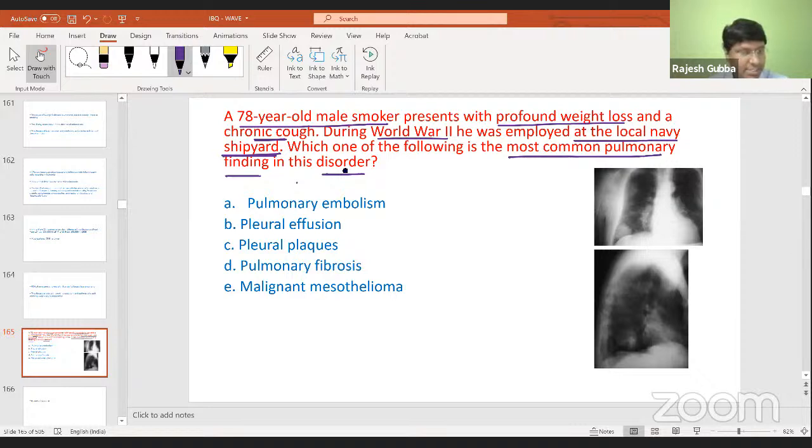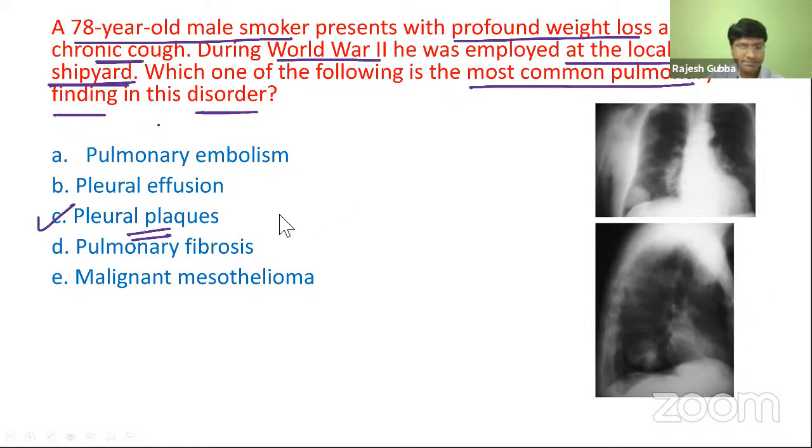No, I did not get the correct answer. Whoever has answered C, that is pleural plaques, that is a correct answer. Now, let me explain first of all. Can anyone tell me what the diagnosis is in this case?